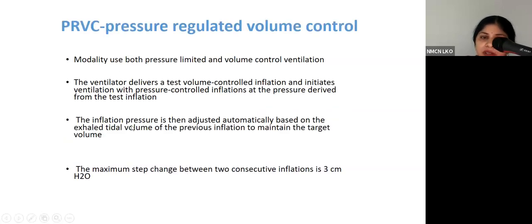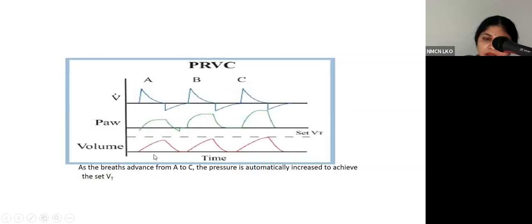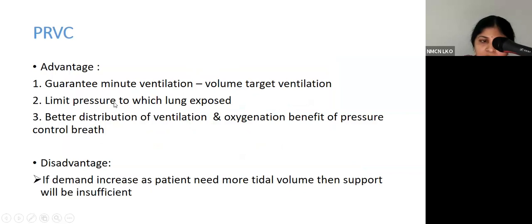Then we have PRVC, which we can understand more from this graph. The ventilator first notes that it has to give this much set tidal volume. This is the set tidal volume bar. It will give a test breath and see how much tidal volume is delivered by this pressure. It will increase the pressure in another breath, and again, so that this tidal volume is achieved. Subsequently, if the tidal volume is getting high, it will decrease the pressure. So it keeps doing this every three breaths to keep pressure and volumes within the desired limits. Again, it is a good mode to ensure uniform tidal volume ventilation, and it has better ventilation-perfusion matching.